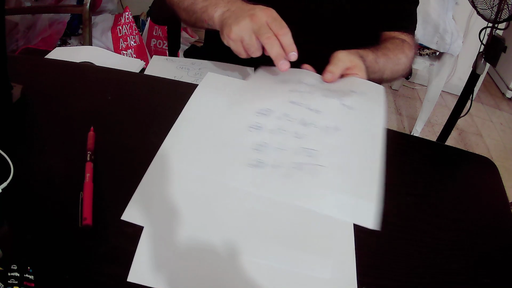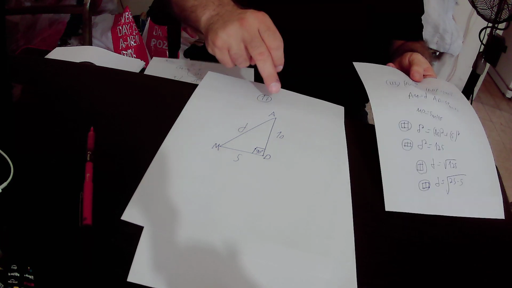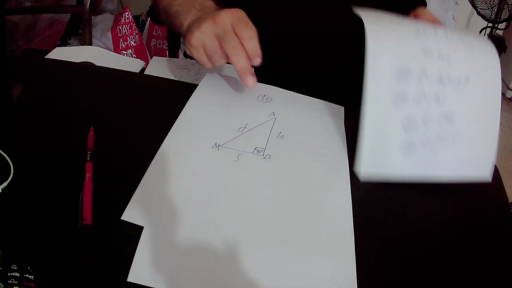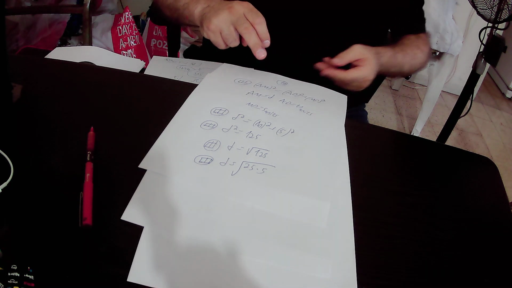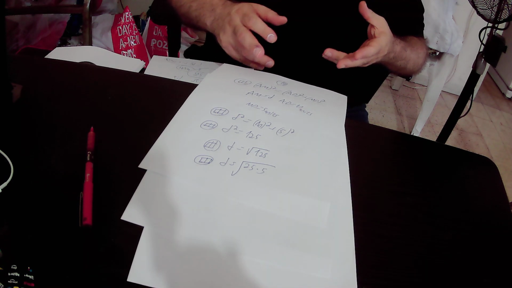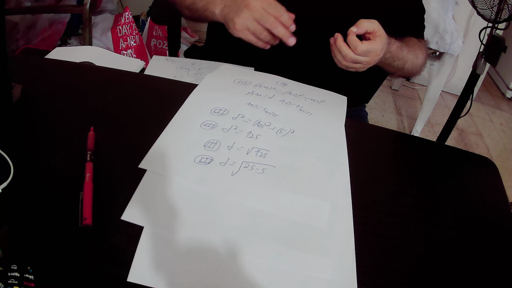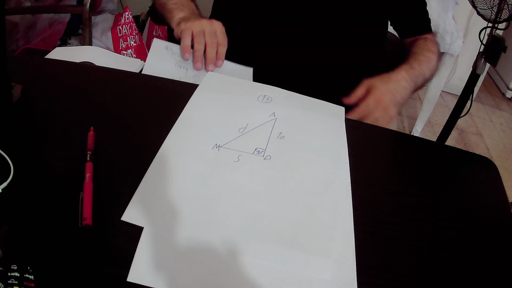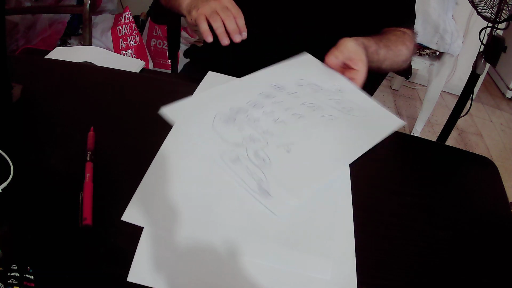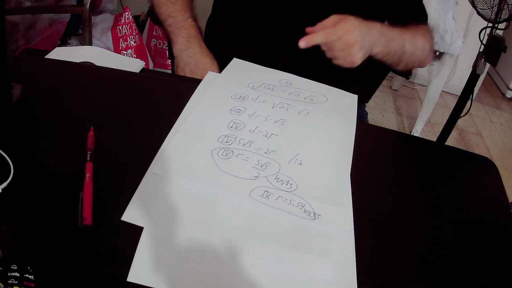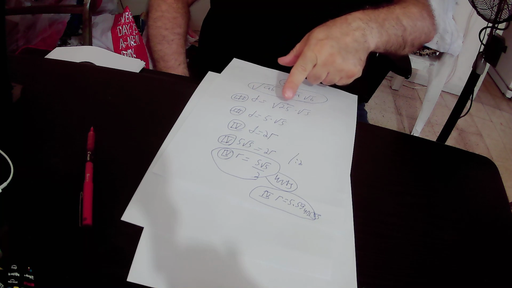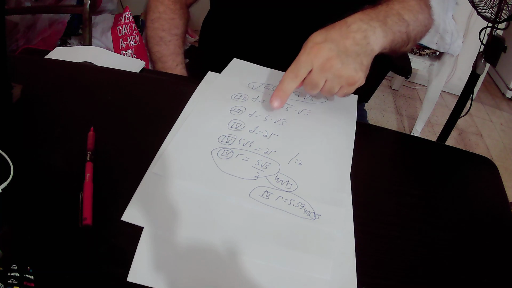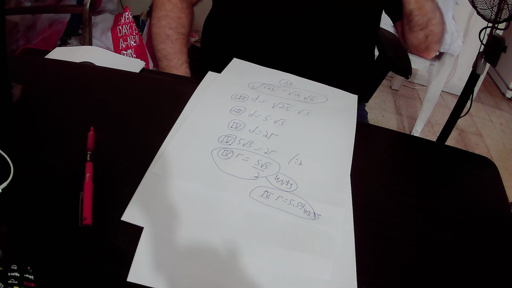But we know that AM equals D, AD equals 10, and MD equals 5. So we can put the data in equation number 3. We got that D square equals 10 square plus 5 square, and at the end we found that D equals 5 times root 5.